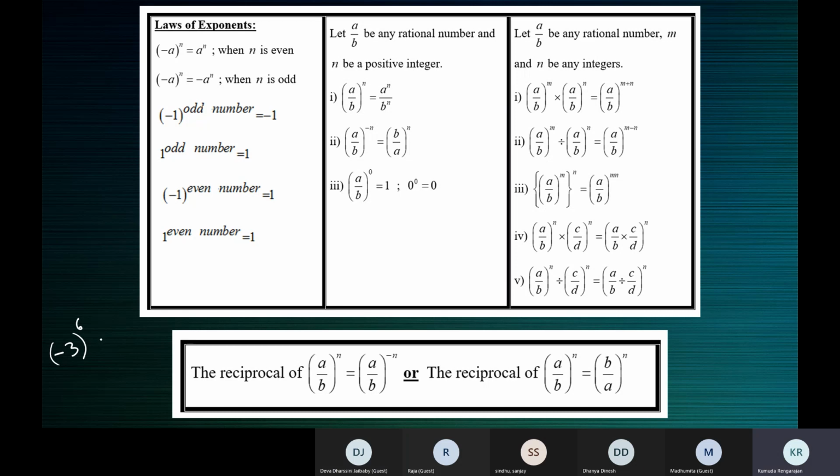So the minus sign happens 6 times. There'll be minus 1, 2, 3, 4, 5, 6 minus signs. Minus into minus is plus, minus into minus is plus, minus into minus is plus. Plus into plus is plus. So the product of all the 6 negative signs will be positive. So the answer will be a positive 3 raised to the power 6.